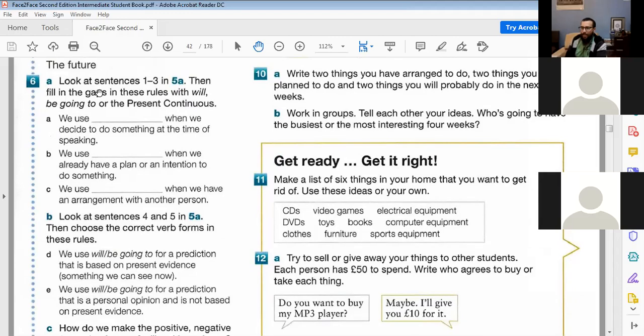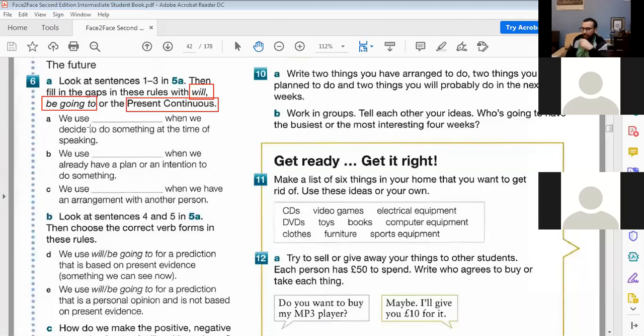So in exercise A, number 6A, we can see three different ways of using the future. So here, I'd like you to complete these three sentences using will. So I'm just going to box your options. Will, be going to, and the present continuous. These are your options. Let's start with the first point.